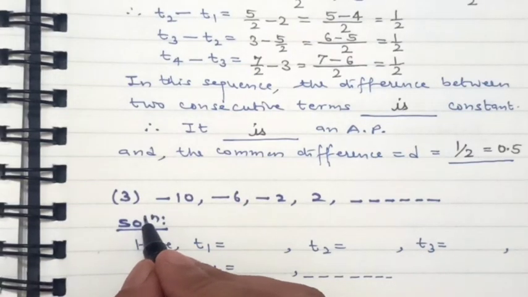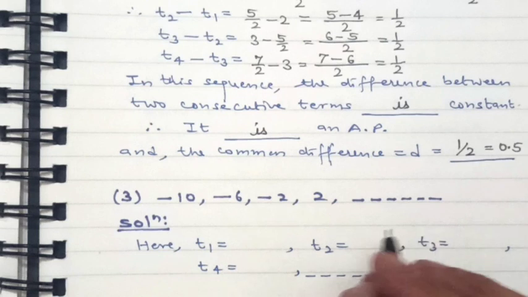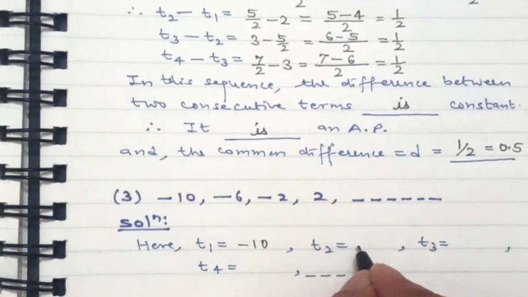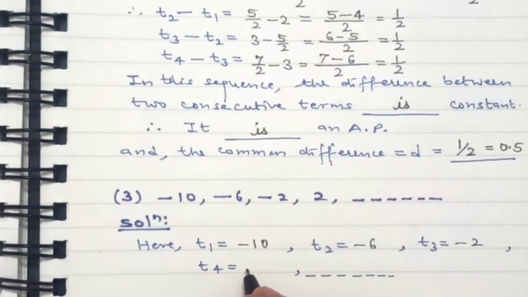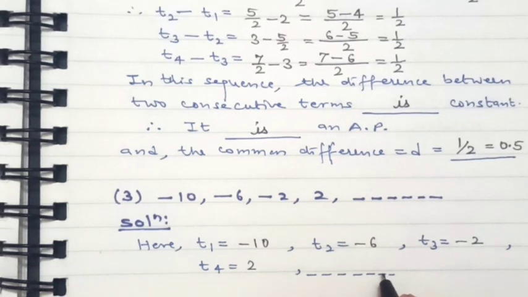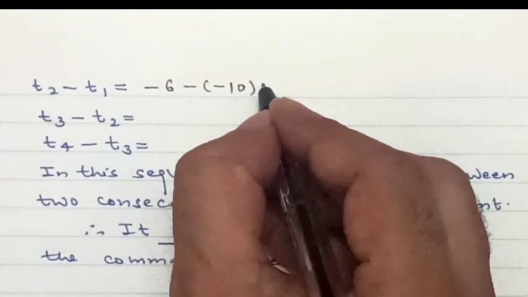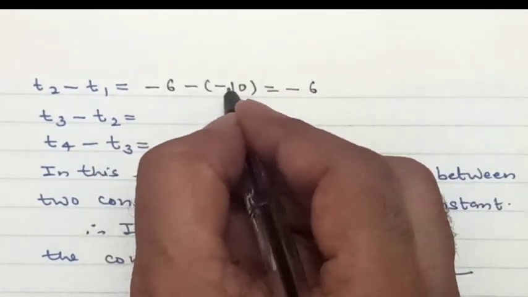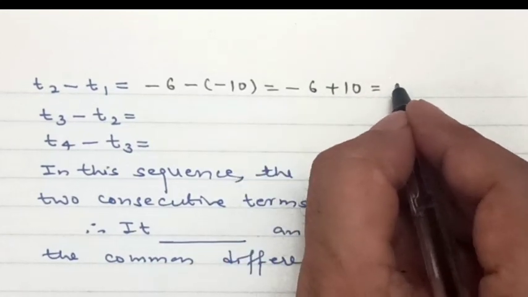Third question: minus 10, minus 6, minus 2, 2, and so on. So right here T1 is minus 10, T2 is minus 6, T3 is minus 2, and T4 is 2, dot dot dot. That means it is an infinite sequence. Now write T2 minus T1, that is minus 6 minus (minus 10), which will give you minus 6, and this minus and minus gives you plus 10. So 10 minus 6 will give you 4.